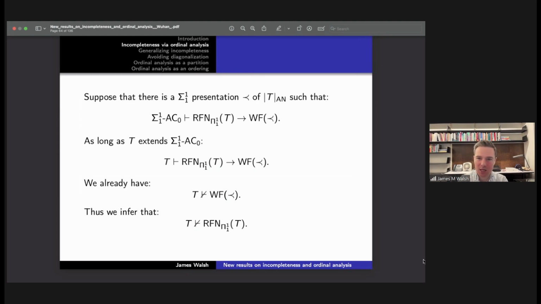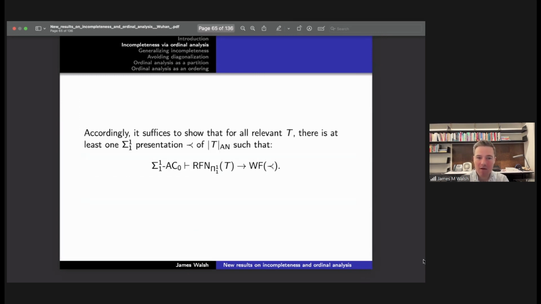What that means is, for our purposes, it suffices to show that for all of the relevant T, all of the T that meet the conditions of the theorem, sigma 1,1 definable, pi 1,1 sound extensions of sigma 1,1 choice, there is at least one sigma 1,1 presentation of its analytic proof theoretic ordinal, such that sigma 1,1 choice does prove this conditional. So that's the core of the proof, is showing that we can do this.